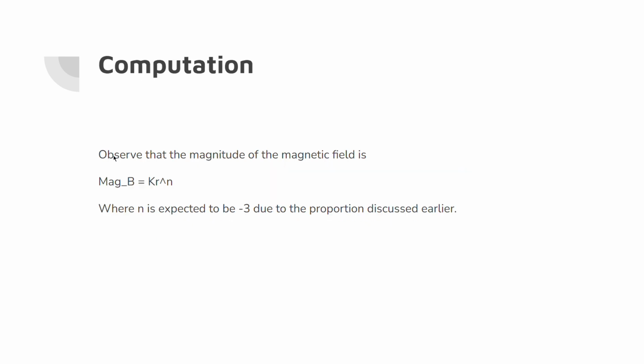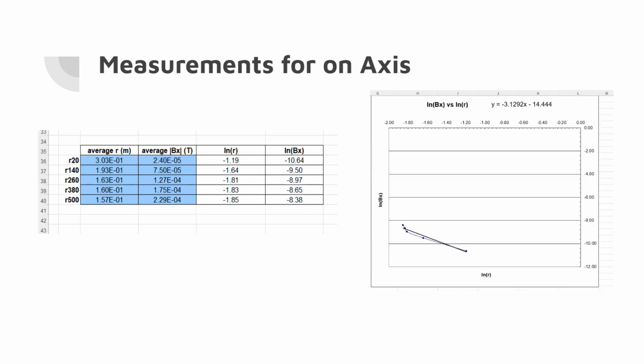So, computation. Observe that the magnitude of a magnetic field is equal to k times r raised to the n. We will be assuming that n and k are constants, and we expect that n should be very close to -3, which is what r is raised to in our magnetic field formula. And here are some measurements for my data.